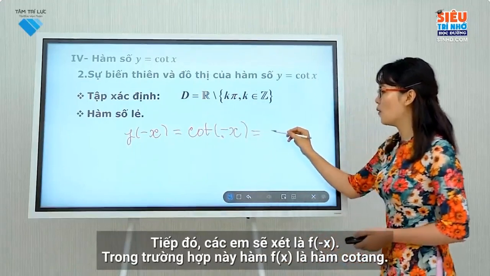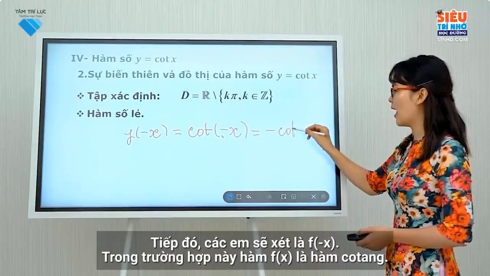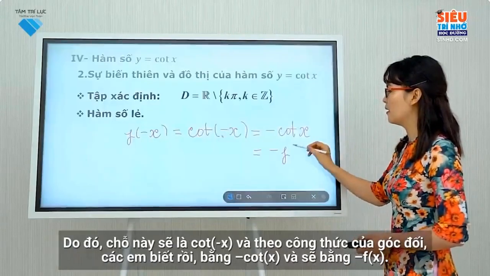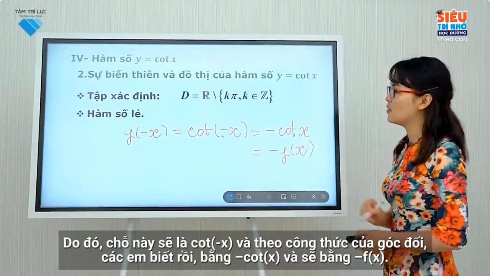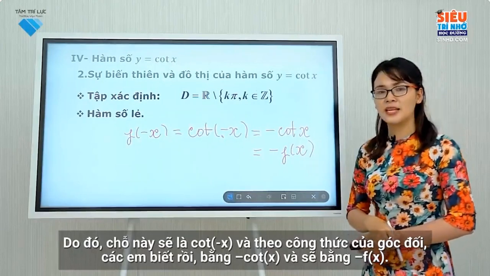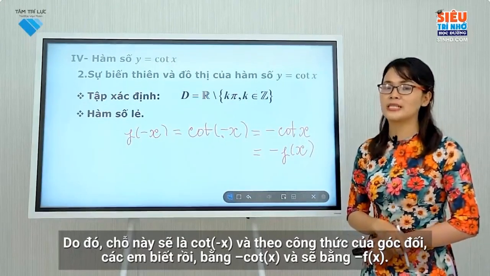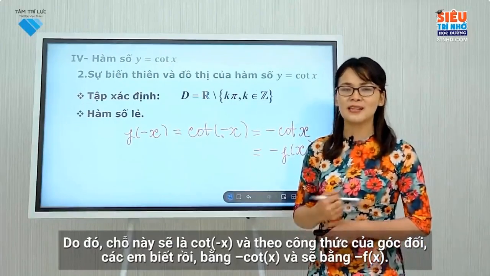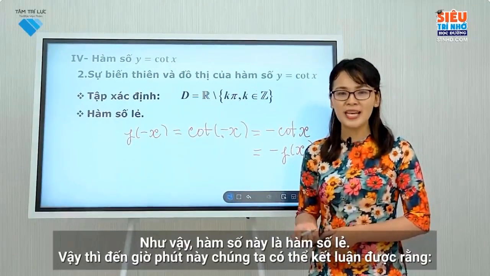Next, we consider f of negative x. In this case, f of x is a cotangent function. Hence, this equals cot of negative x. Following the rule of opposite angles, which you have learned, it equals negative cot x, which equals negative f of x. As a result, it is an odd function.